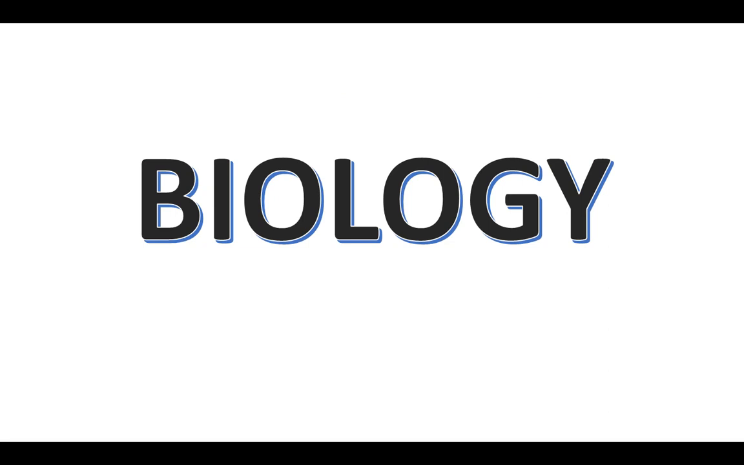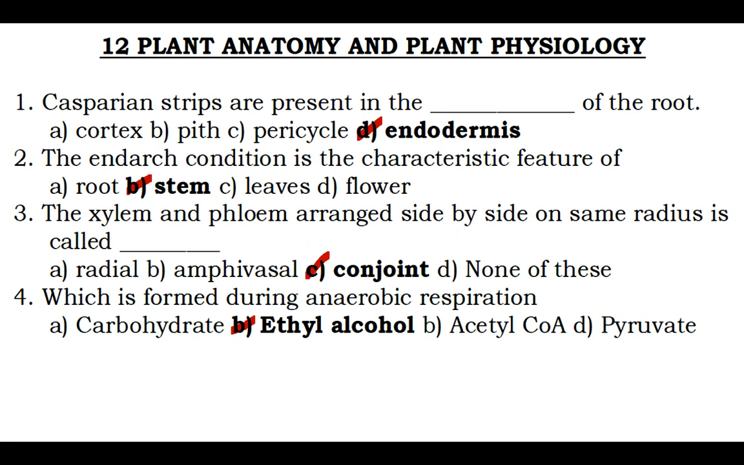Now biology. 12th lesson, plant anatomy and plant physiology. Question number 1. Casparian strips are present in the dash of the root. Option D, endodermis. Question number 2. The endarch condition is the characteristic feature of option B, stem.